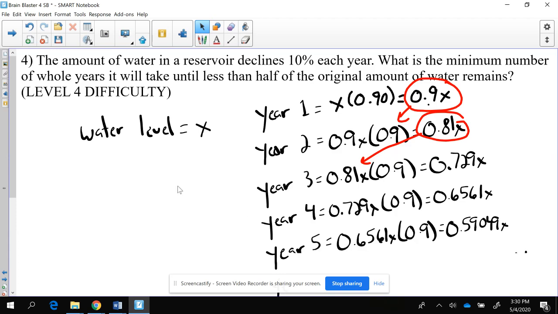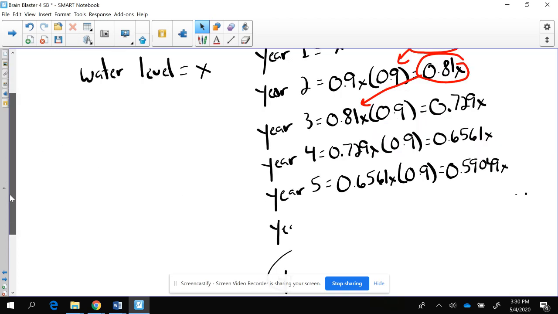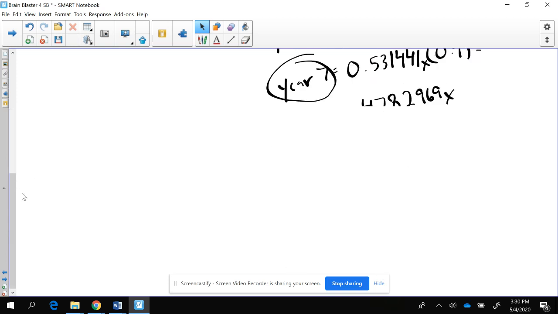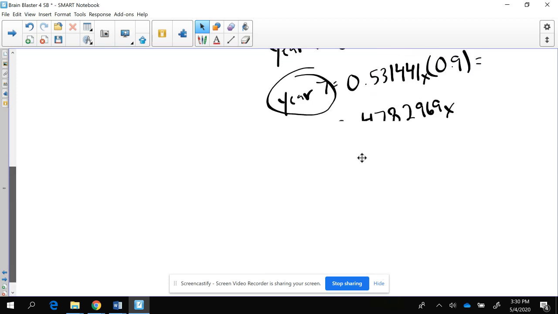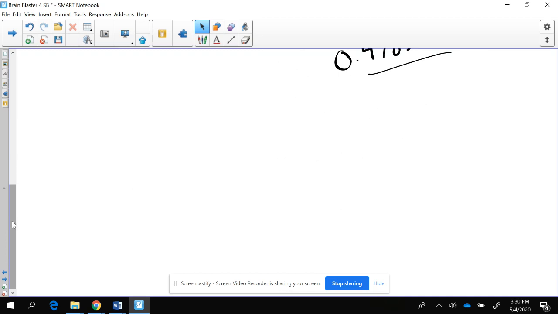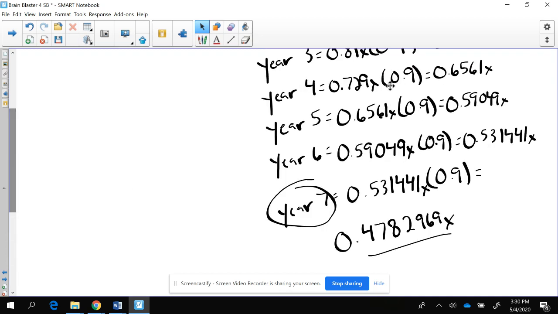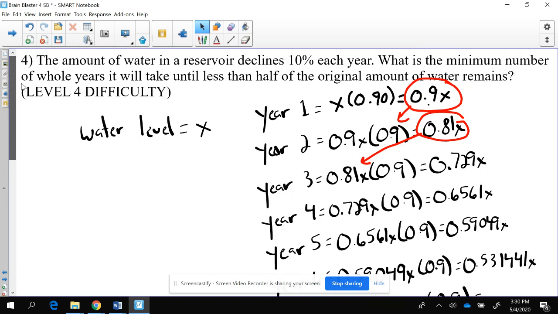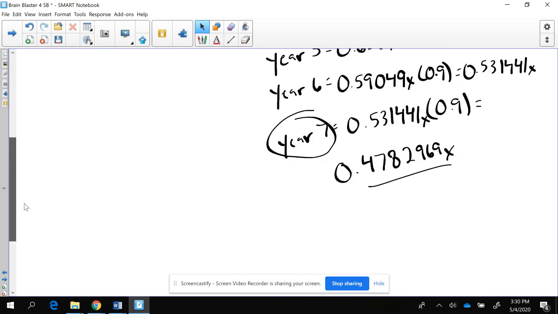Look at my numbers. Look how they have a pattern here until I get less than 50%. And then bam, you could have done this a different way. That's perfectly fine. You'll notice that on year 7, see how these numbers are getting lower? On year 7, you are now below 50%. You're down below the 50% of what you originally had. So in this case, what's the answer? The answer is 7 years.